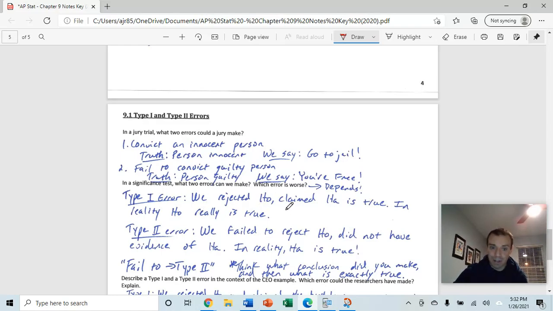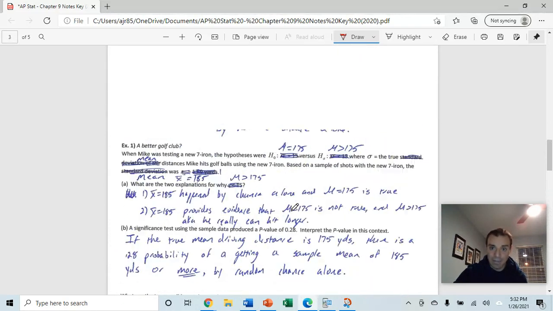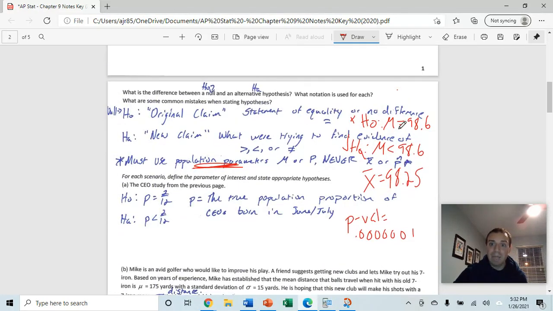So if we go back to our last example that we've been dealing with, a type 1 error, we would say, okay, I rejected the null hypothesis. I said that the actual mean was less than 98.6, the actual mean temperature. That's what we said we had evidence. In reality, that was wrong. And the actual mean really is equal to 98.6.